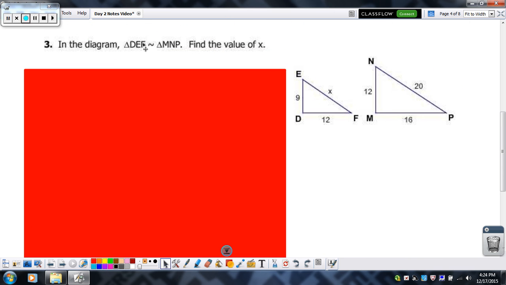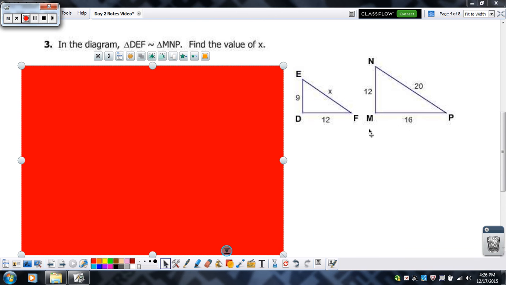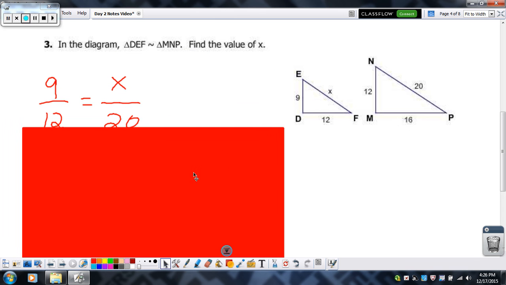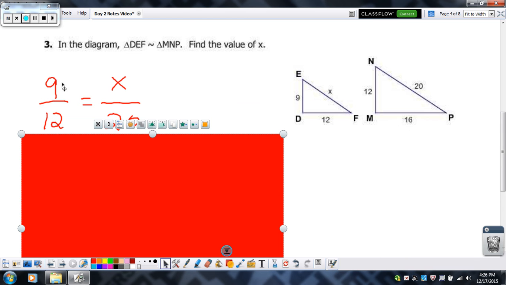In the diagram, triangle DEF is similar to triangle MNP. Find the value of x. We're going to have to set up a proportion to solve this problem. So the first ratio I'm going to set up, you have to look for two corresponding sides that both have numbers. I see side DE and MN both have numbers, and they are in corresponding places, so I can set up a ratio using those two sides. I'm going to put my small triangle on top of my large, because we can do it in either order. So that gives me 9/12, which is this ratio here.